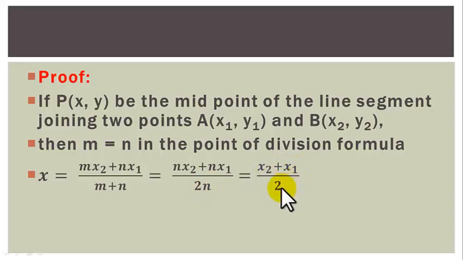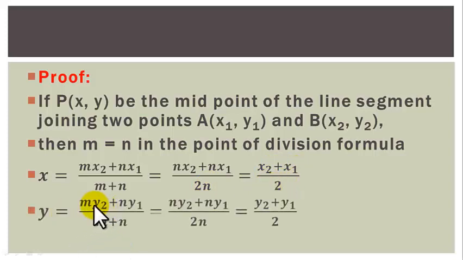Similarly, y equals my2 plus ny1 all over m plus n. Again, putting m equals n will give us ny2 plus ny1 all over 2n. Factoring n out, that n will cancel this one to give us y2 plus y1 all over 2.